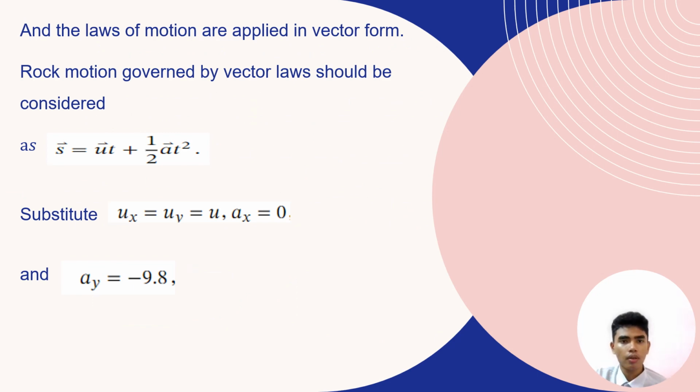So here, the laws of motion are applied in vector form. The stone's motion governed by the vector law should be considered as s equals ut plus one half at squared. Substitute ux equals u, uy equals u, and ax equals 0. Why is ax equal to 0? Ax is related to our first speed, the speed of the object in the first place. For example, in here we are throwing a rock.